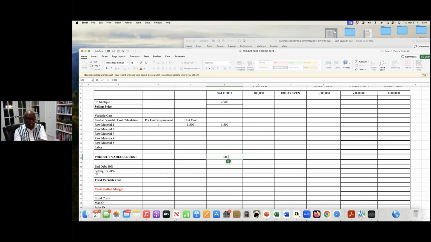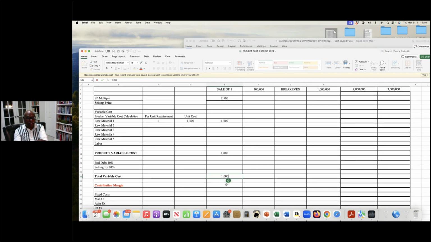We don't have any of this yet. So our total variable cost is $1,000. And the contribution margin is going to be total. This is 1,500, excuse me.